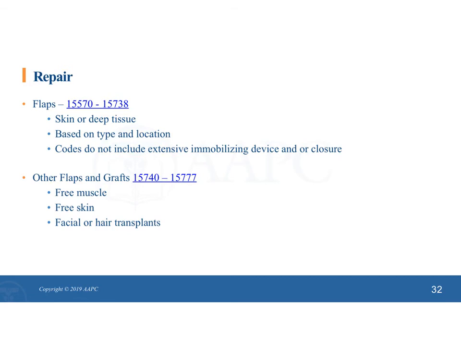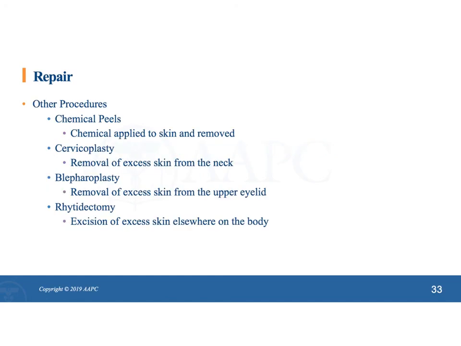The second category is other flaps and grafts. This code range would be 15740 to 15777. The codes are subdivided based on the type of flap: free muscle, free skin, fascial, or hair transplants. The other procedures category contains a variety of repair services such as dermabrasion, chemical peel, and blepharoplasty.